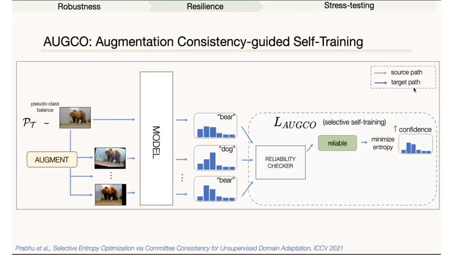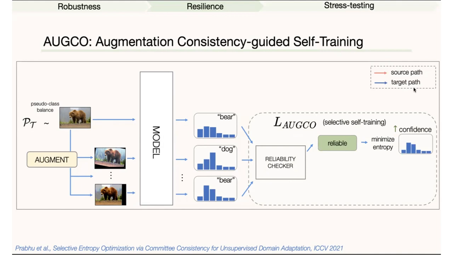And this can be instantiated into an algorithm that we call augmentation consistency guided self-training, where for a given unlabeled bear image, we're going to generate random augmentations. We're going to get predictions on all of these, right? In the first case, maybe the argmax corresponds to the bear class, which is correct. In the next case, it's dog and so on. And we're just going to measure the consistency of all of these predictions via some kind of voting scheme. And we're going to use that as a measure of reliability.